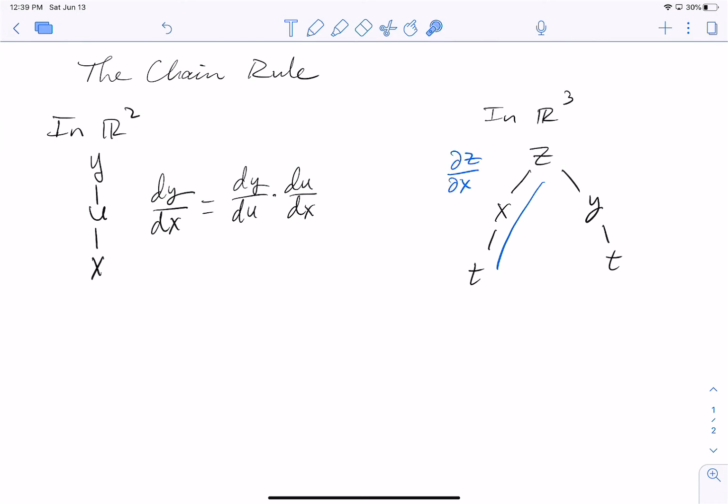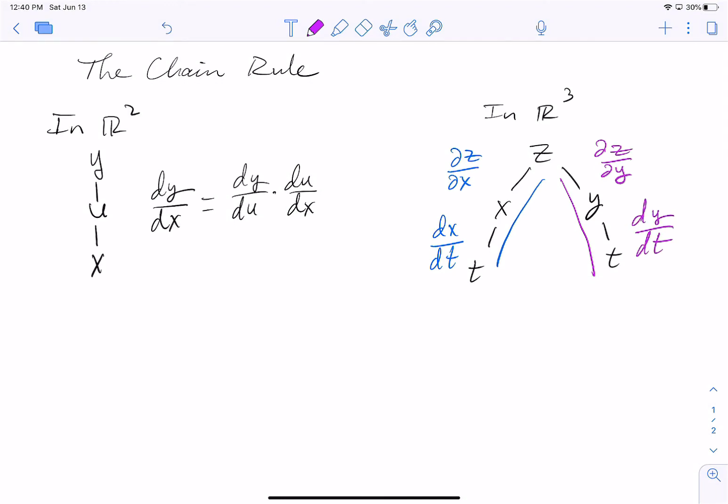Then, when we consider the derivative of x with respect to t, x itself has only that one input variable of t. It doesn't branch. Therefore, it's the derivative of x with respect to t with the Latin d that you first saw when you saw derivatives. Likewise, for the other branch, where z depends on y and that depends on t, because z depends on both x and y, the derivative of z with respect to y is the partial of z with respect to y. But because y depends only on t, it's the derivative of y with respect to t with the Latin d.